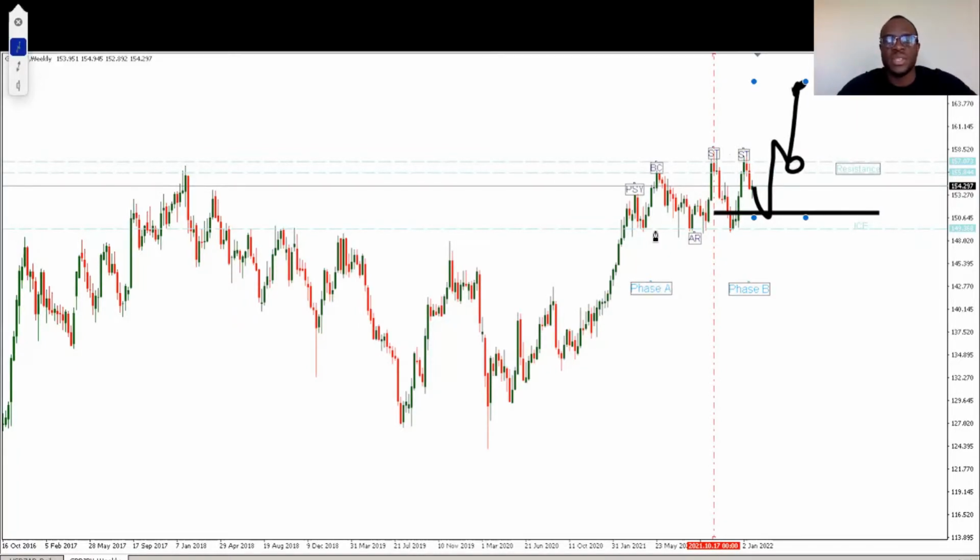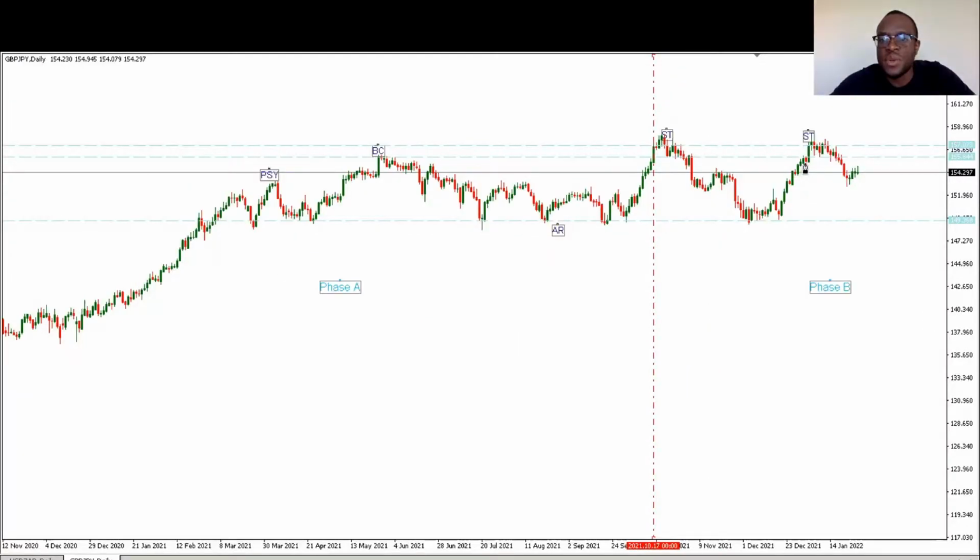So basically you can see that we are playing a waiting game. We are waiting for the price to break to the upside, and then we take long positions on the pullback on the resistance area. So these are the scenarios that we're expecting in the coming weeks. Now we move on to the daily chart.